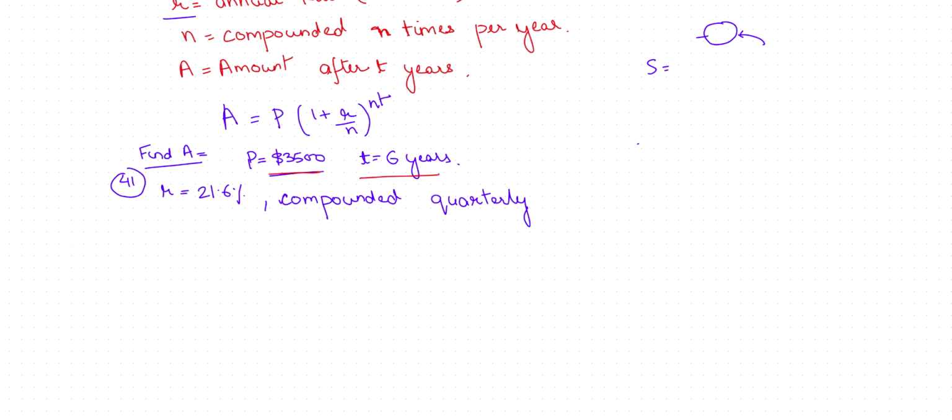So we'll use this formula. P is 3500, and remember, we have to put R in decimals, so it will be 0.0216, and it is 4 times. So 4 times here, and this is NT. N is 4 because it is compounded quarterly, meaning 4 times a year, and T is 6. So we'll put 6 here, and this is simple.